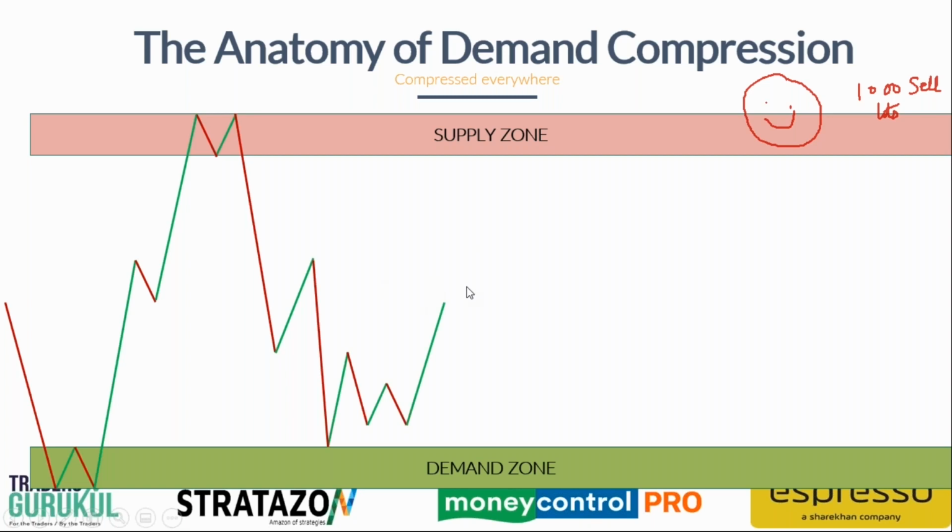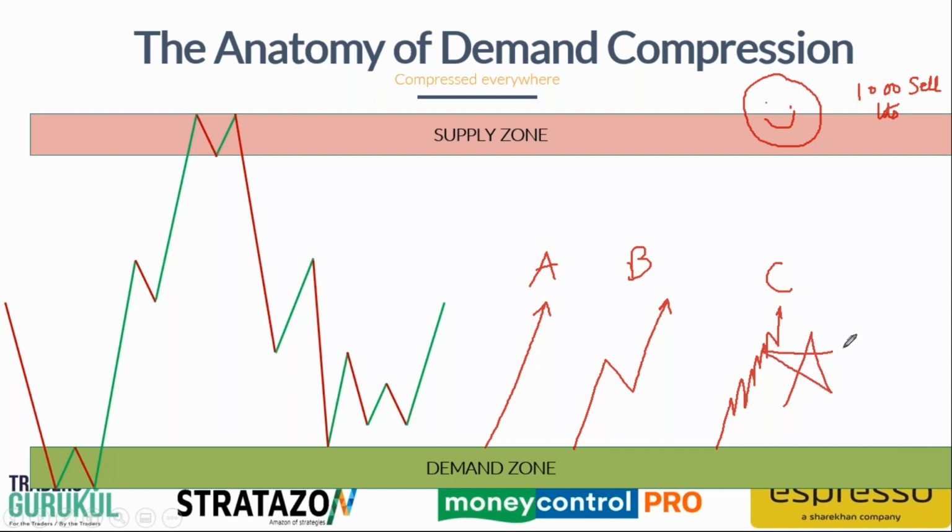Price is moving ahead. Okay? Keep a watch. Price can do four things. Number one, it can go here like this. Number two, it can go here like this. Number three, it can go here like this. A, B, C. The C scenario is called as compression.